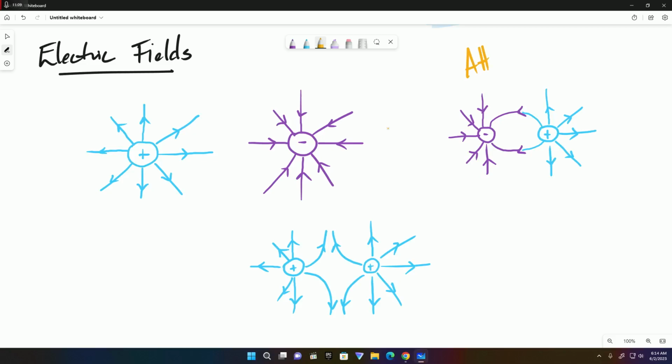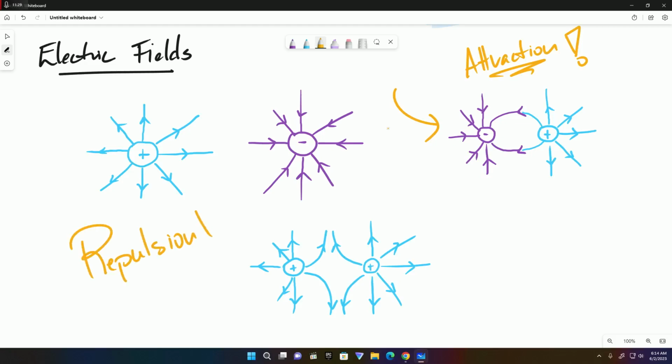Here we have attraction, A-T-T-R-A-C-T-I-O-N. If you look at it, it's as if the negative charge is pulling the positive charge towards it. Over here we have repulsion, R-E-P-U-L-S-I-O-N. It's like the two positive charges are pushing each other away. So opposite charges attract for this reason. A negative charge seems to be pulling a positive charge towards it, and a positive charge seems to be pushing another positive charge away.